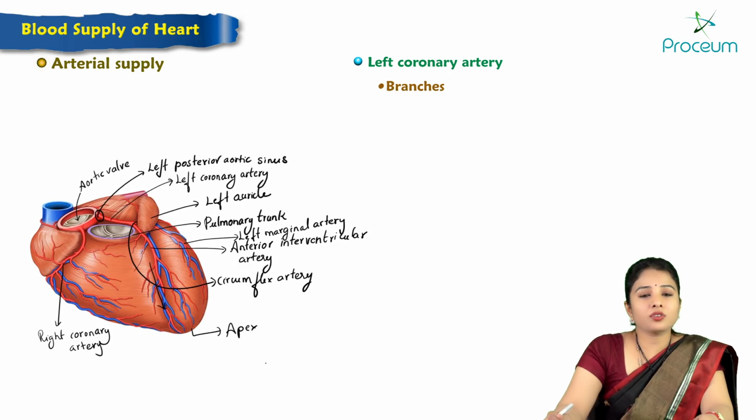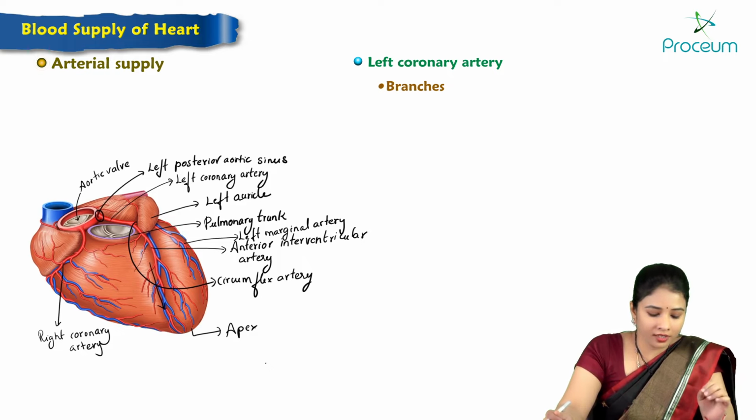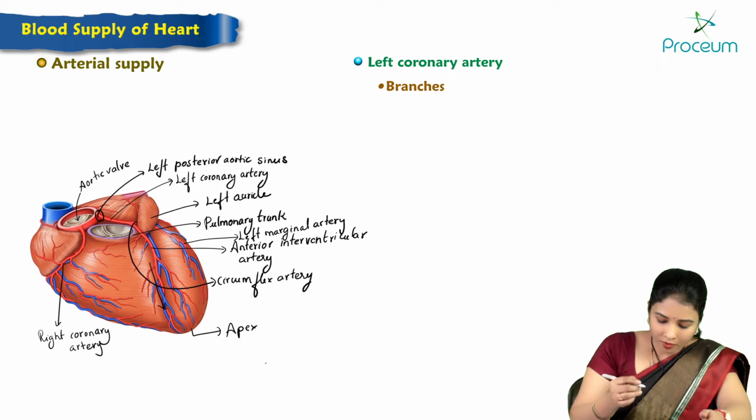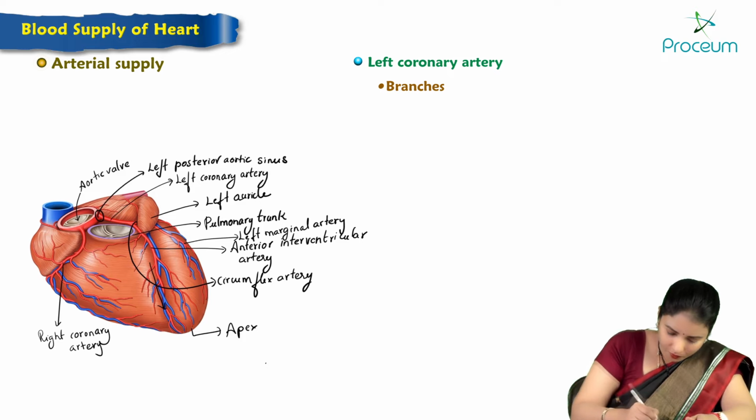Let's see the branches of the left coronary artery. The left coronary artery gives rise to the left conus artery. Just like the right conus, we have the left conus artery.